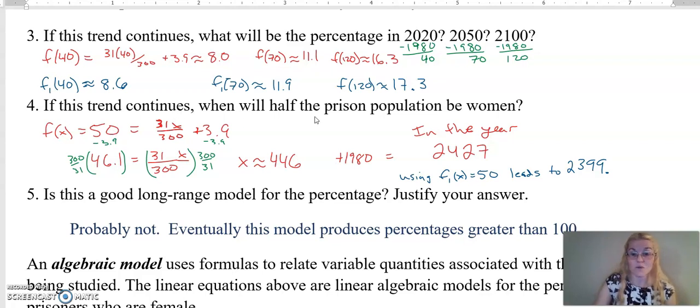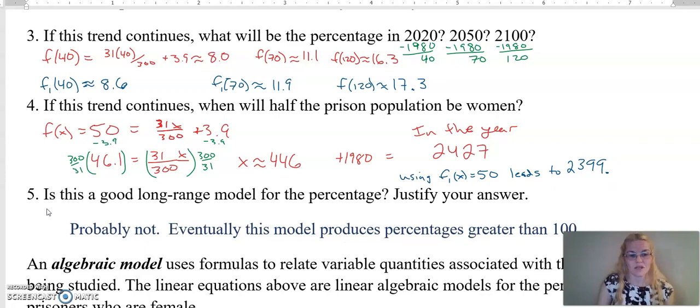If this trend continues, when will half the prison population be women? Well, that means 50%. When is my function going to equal 50%? So you can solve this algebraically, right? If you use our red line, our original equation, x is approximately 446. So add that to the original year of 1980, that would be in the year 2427. Half of the prisons in the US will be filled with women. Because right now they don't mix genders in prisons, I'm pretty sure. But using our regression line, it would happen sooner.